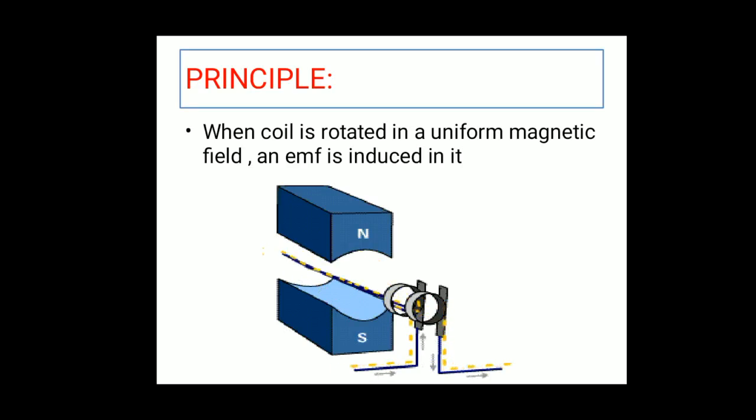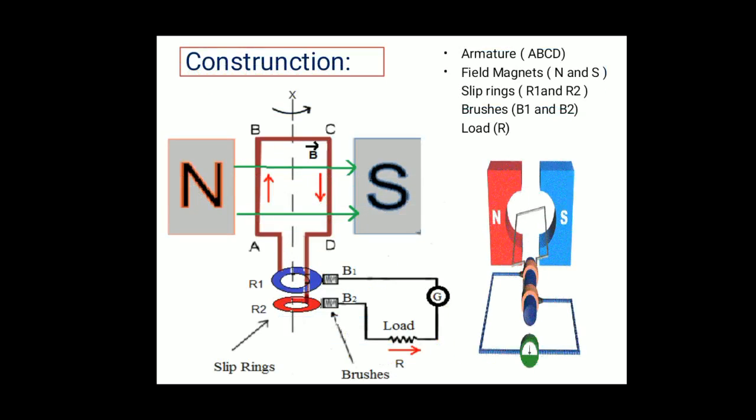Now the next point we discuss here is the construction of the AC generator. The essential parts of the AC generator are as shown in the figure here. There are four important parts: armature ABCD, field magnets N and S, slip rings R1 and R2, and brushes B1 and B2.